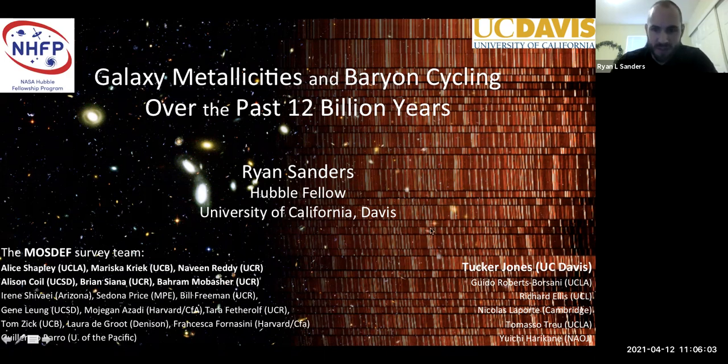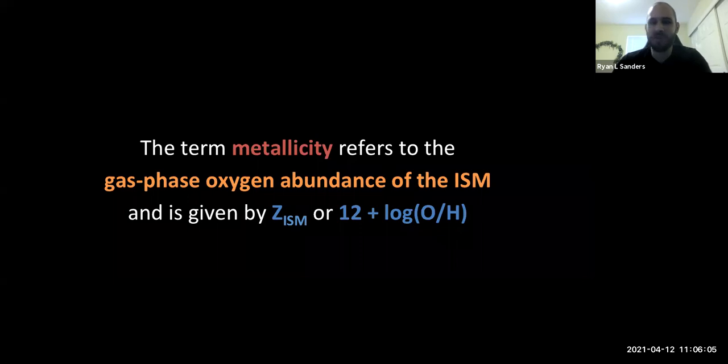Before we jump in, I just want to do a definition of metallicity, since it means many things to many people. When I say this, I'm going to be talking about the gas phase oxygen abundance of the interstellar medium. And so this will be given by Z_ISM or by 12 plus log O/H, where we add 12 for some weird historical reason that makes it longer to write on our axis titles.